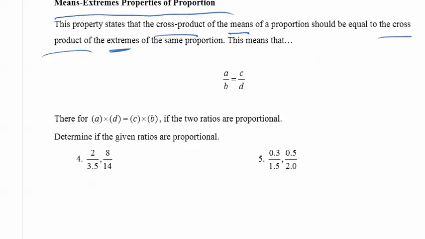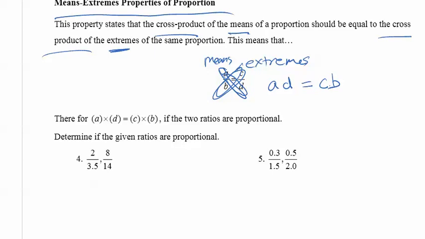So when I say the cross product, what do I mean? Well, I mean A times D and B times C. So A times D, we call the means, and B times C, we call the extremes. What it tells us is that these two cross products, the product of A times D, should be equal to the product of C times B, or B times C, whatever order you choose to put it in.